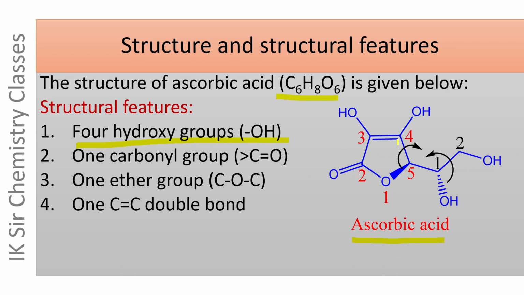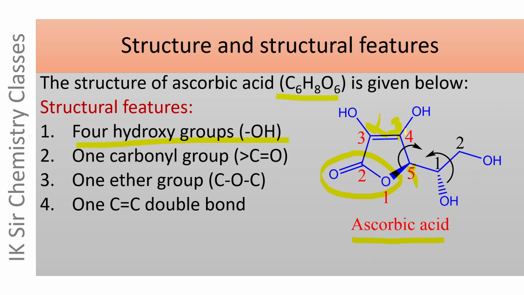1 carbon-carbon double bond. In actual practice, the carbonyl group and the ether group are combined together and they give rise to an ester group. It is a cyclic ester and a cyclic ester is called a lactone. Alpha, beta and gamma. Ascorbic acid is a gamma lactone forming a 5-membered cyclic ring.